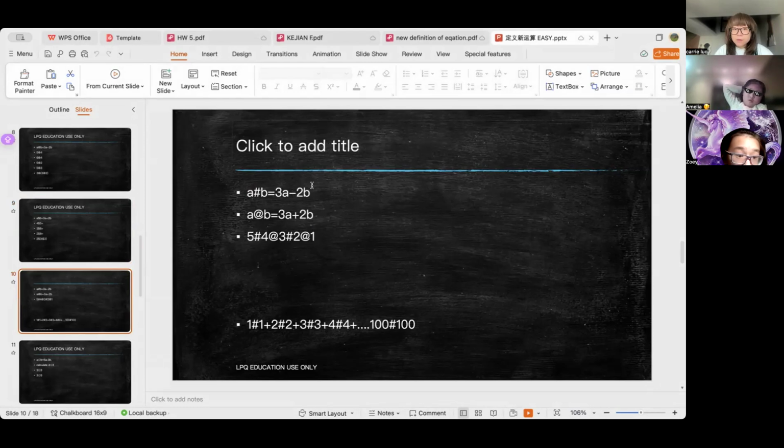Okay. So sometimes we don't only have one function, we are going to have two definitions, correct, Zoe? So like A pound B equals 3A minus 2B. A at B equals 3A plus 2B. So I want you to do 5 pound 4 at 3 pound 2 at 1. Okay, so I want you to take a look at this one. So all the questions go from left to right. Okay, all of you, you have 1 minute. You try to do it yourself, then we do it together.